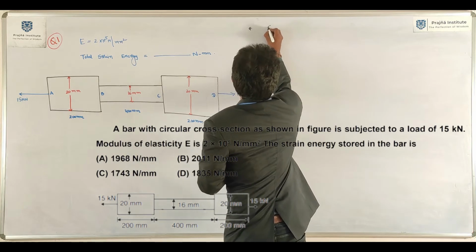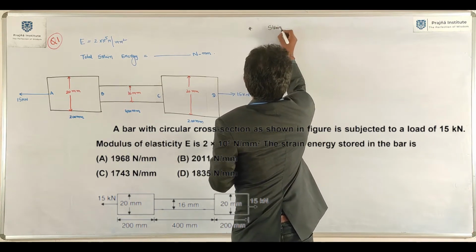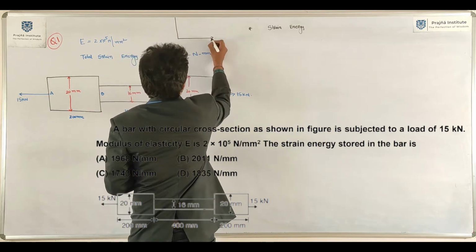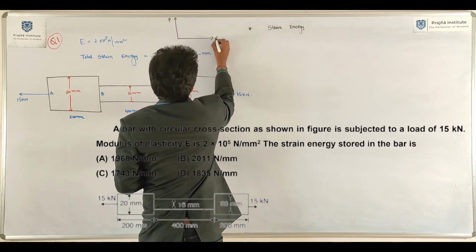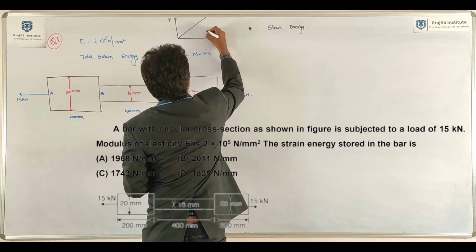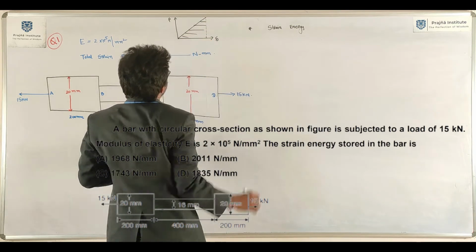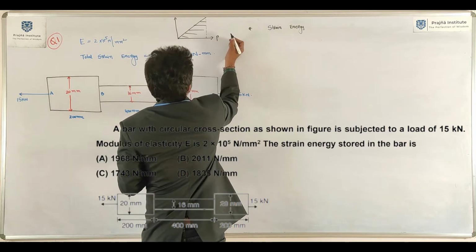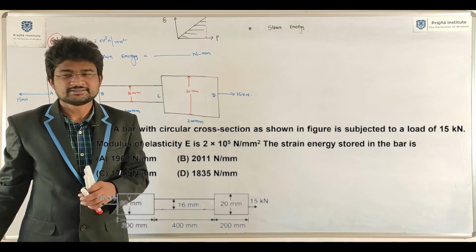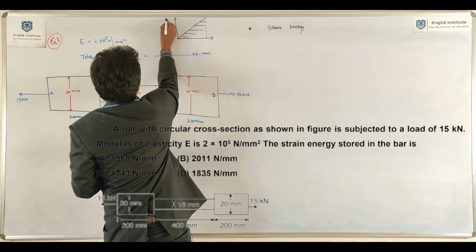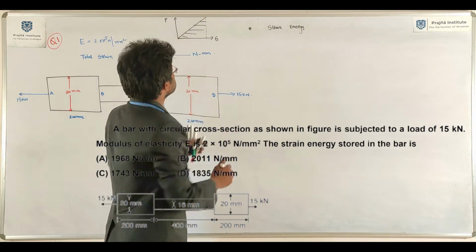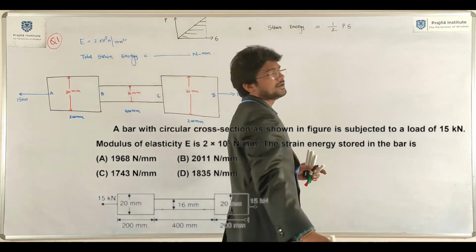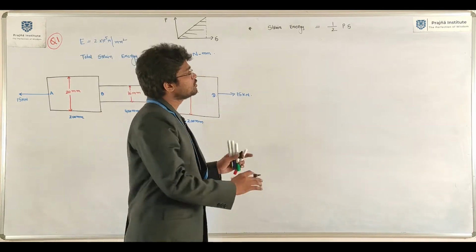Total strain energy is nothing but the area of the P delta diagram. Half into P delta. Actually, load is taken on the x axis, delta will be taken on the y axis. Correct? So here the total strain energy per unit volume is equal to the area of the shaded portion of the P delta diagram. Take it in terms of Newton meter or Newton mm, you will get it.